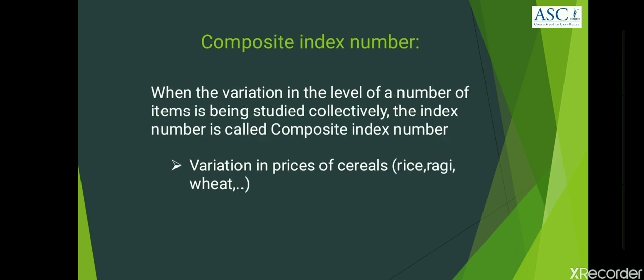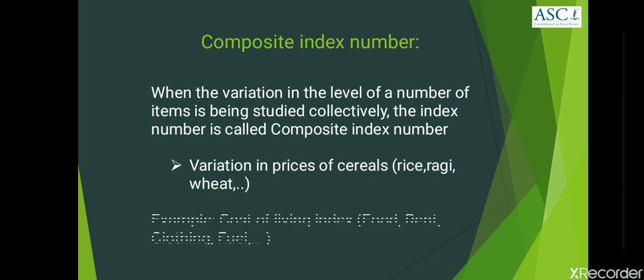Composite index number. Definition: when the variation in the level of a number of items is being studied collectively, the index number is called composite index number. Example: index number indicating variation in prices of cereals like rice, ragi, wheat, etc. are studied collectively. Another example: cost of living index, which includes many items like food, rent, clothing, fuel, etc.